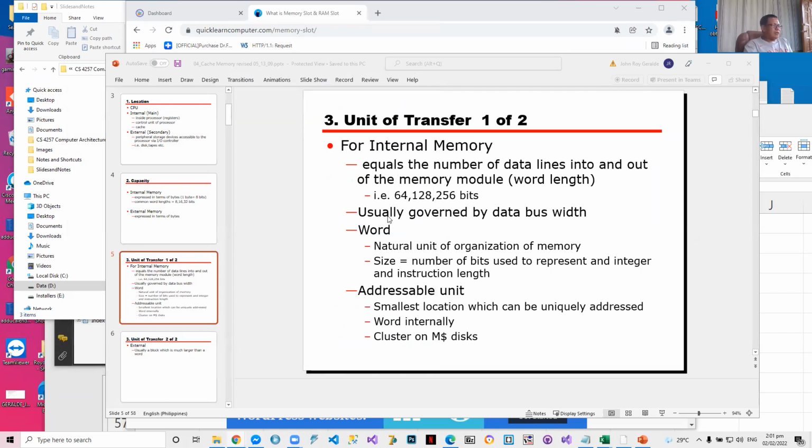The unit of transfer is sometimes called a word. So normally nowadays, one word is 32 bits. Do you follow? 32 bits.